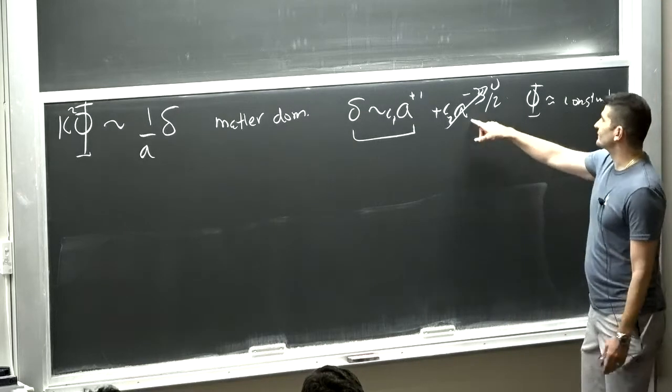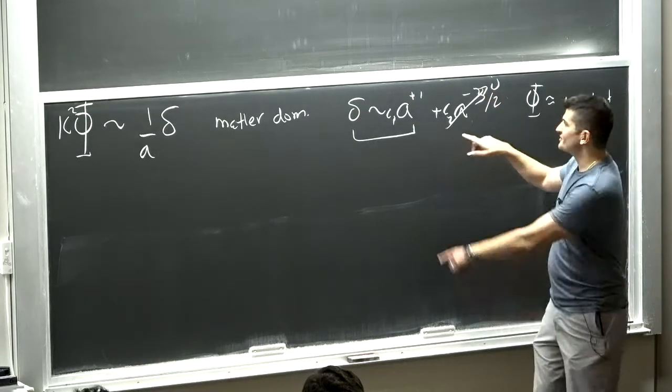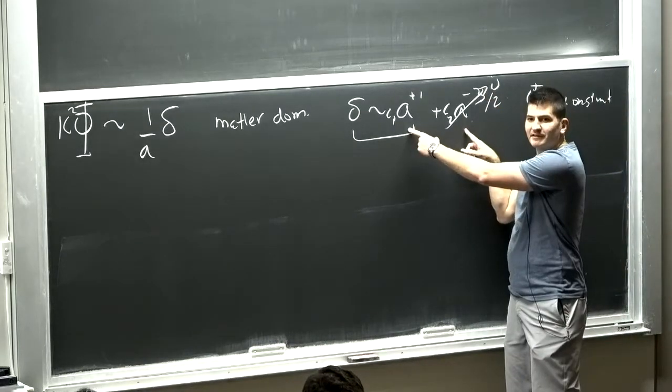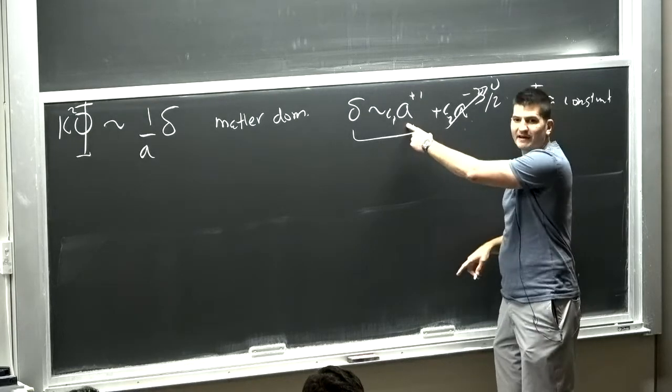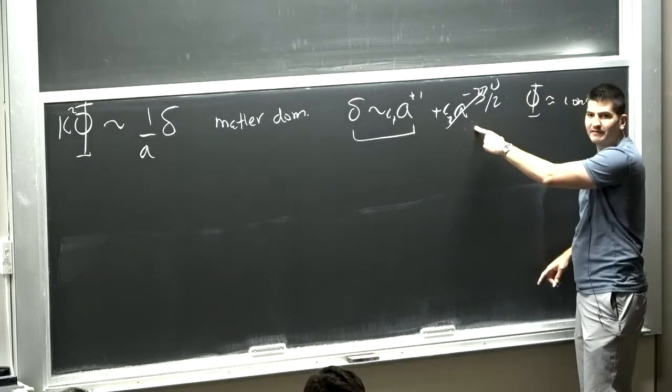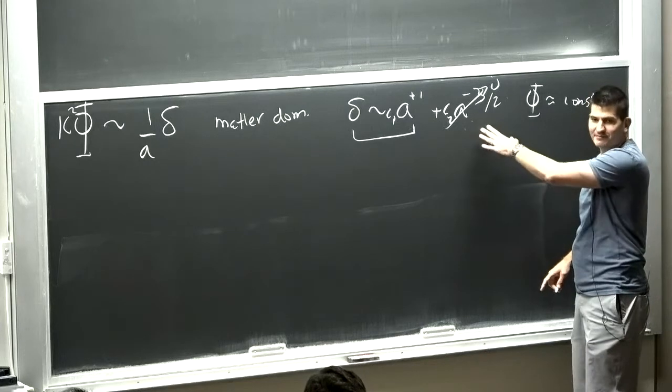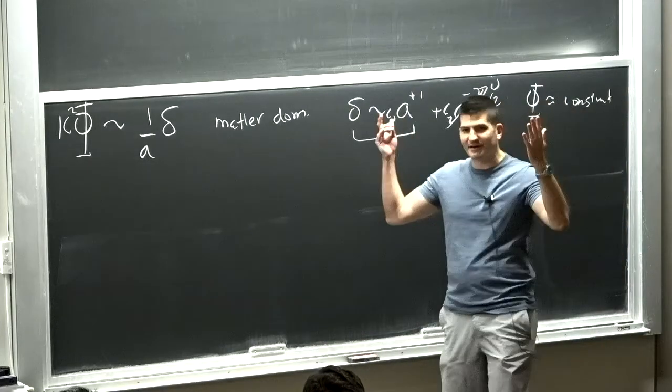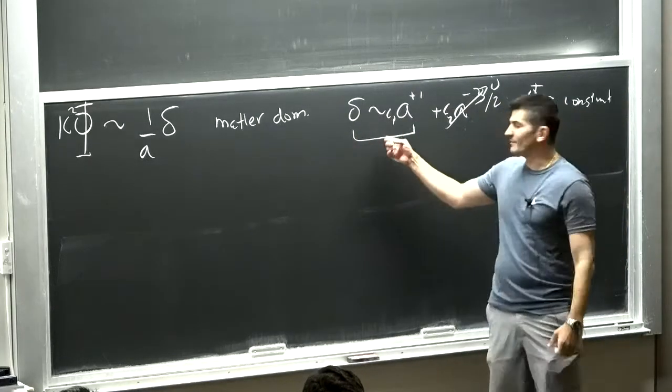Oh, just this. Imagine they were equal at recombination. Then this thing grows by a factor of 1,000, and this thing falls away. So eventually, it doesn't matter. So for the purpose of stuff becoming big and nonlinear, I only have to worry about the first term.